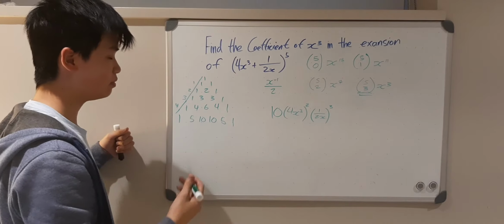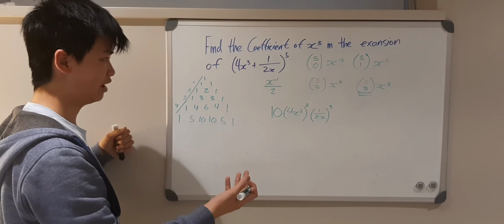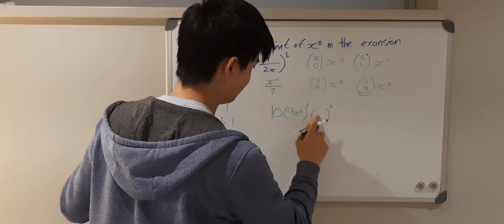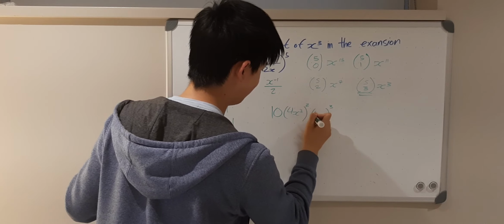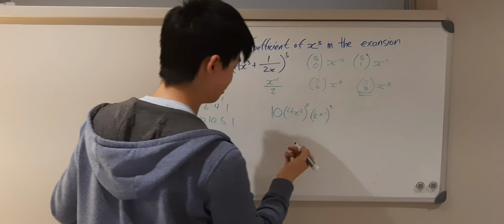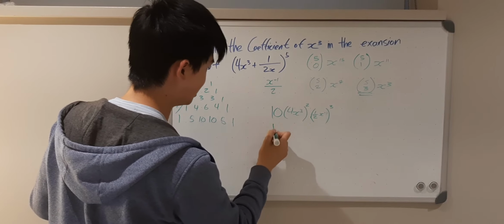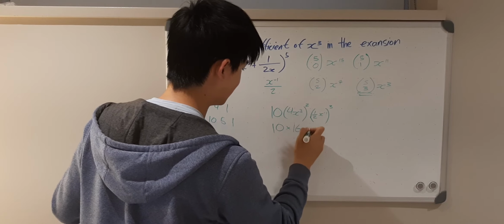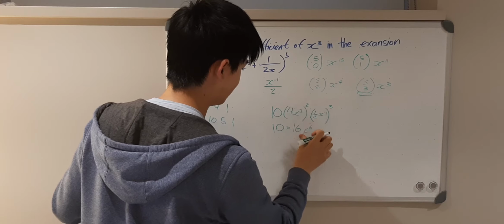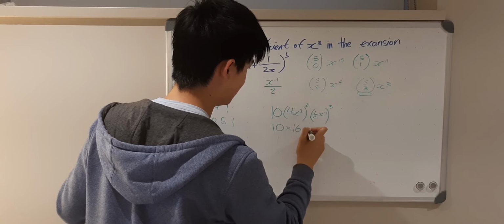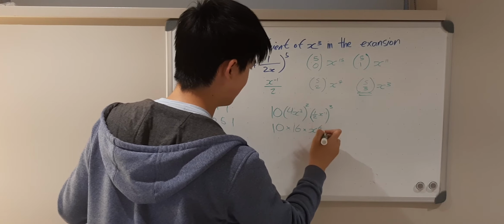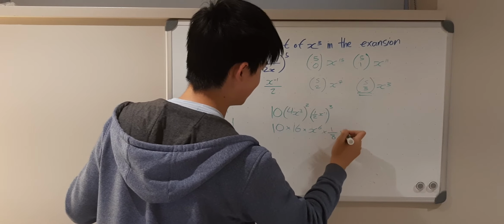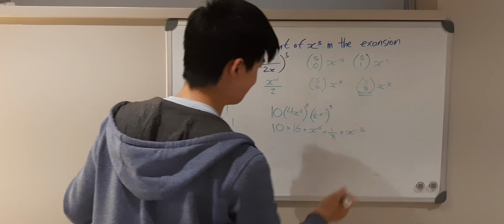Okay. So now we're going to have to solve for the coefficient. So first I'm just going to express that as a half x to the negative 1. Okay, so now we have 10 times 16 x to the, and then, I'll just do this, times x to the 6, and then times an 8th, and times x to the negative 3.